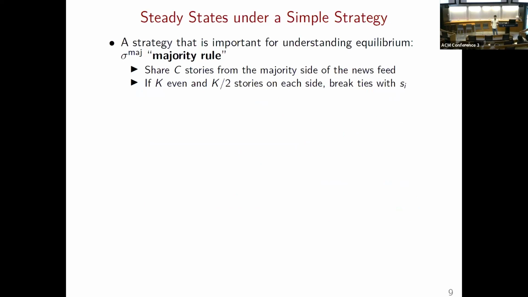So let me just give an example of this. And I'm going to give this example under a strategy that's going to turn out to be important for understanding equilibrium, but that doesn't a priori have to be optimal. And that's what I'll call majority rule. What majority rule does is it just says, look at your newsfeed and follow the majority of the things that you see there, and only use your own private signal if you need to break ties. Intuitively, this is a good rule if your newsfeed is informative, and at least as informative as your private information. Not such a good rule if you think your newsfeed is probably misleading.